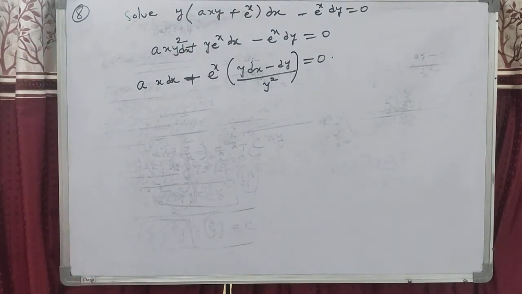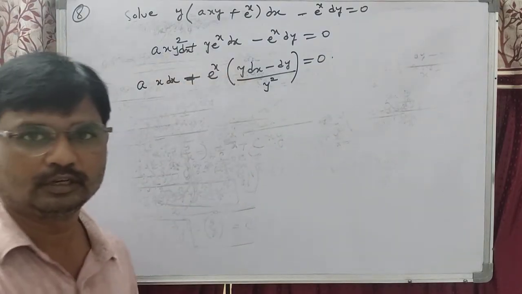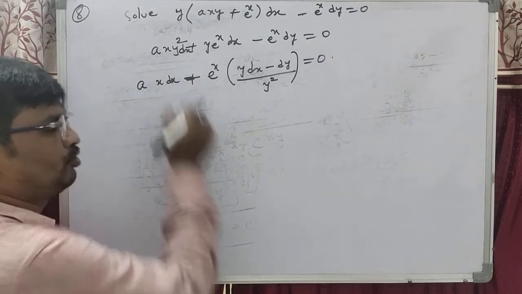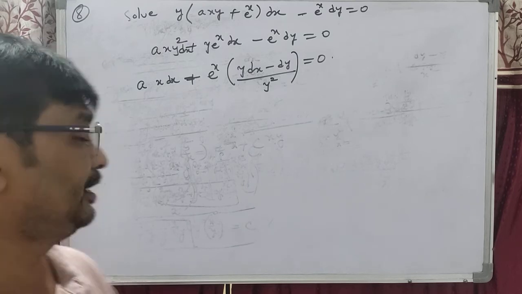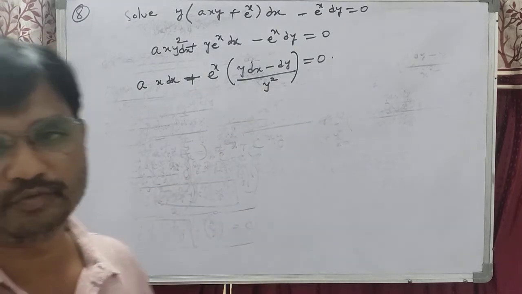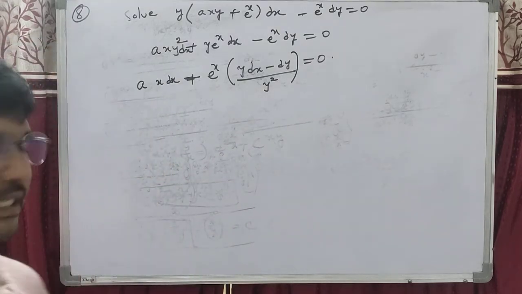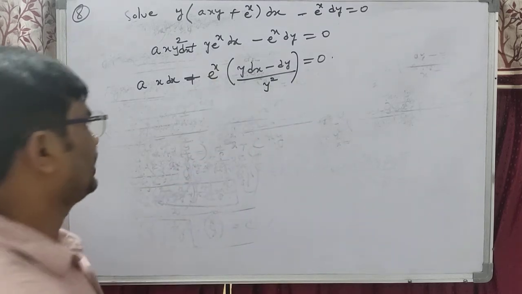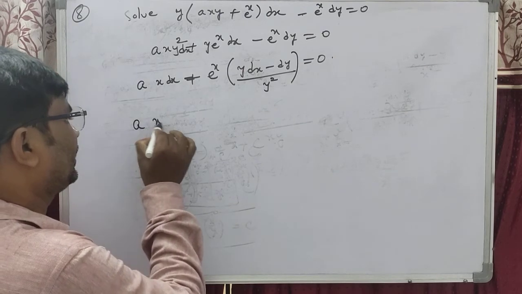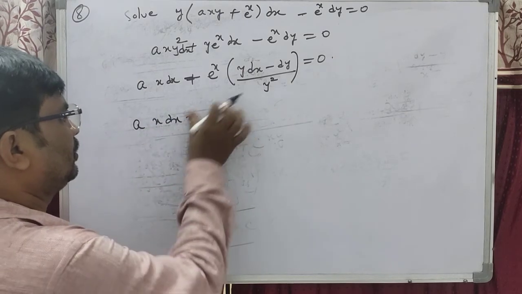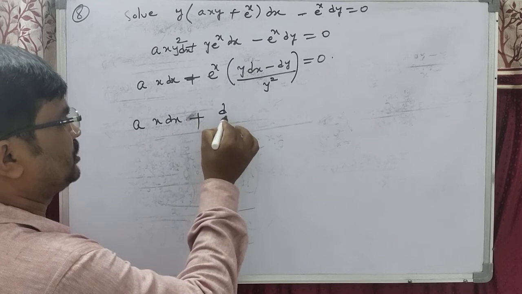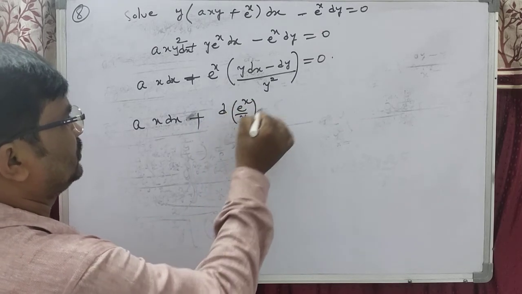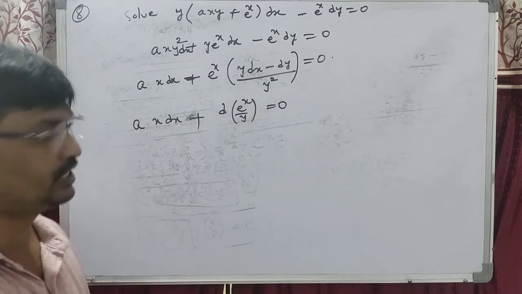So dear students, what are you observing here? Here x dx is no problem, you can find the integral directly. But there is y square, and e power x is also there. What I observe here must be the derivative of e power x by y. Is it right or wrong? You can check it.